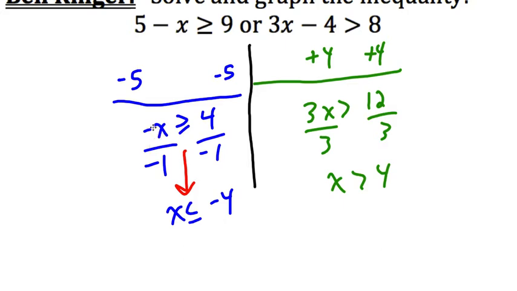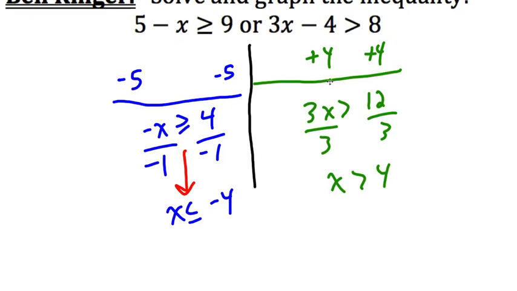Then we need to get x by itself. We got to get rid of this negative sign. So we divide or multiply by a negative 1. 4 divided by negative 1 is negative 4. And again, I just divided by a negative 1 or multiplied by a negative 1. Either way, you still switch the inequality.